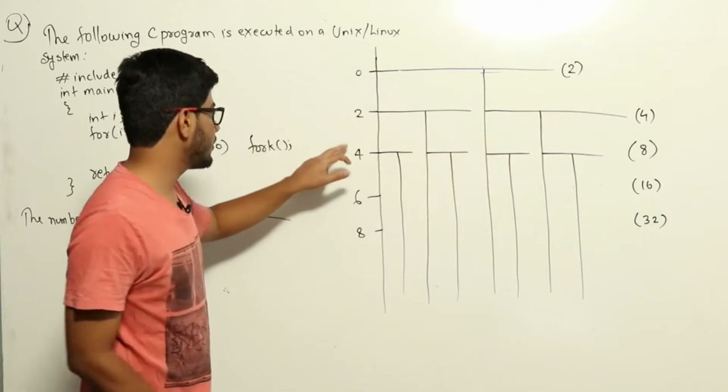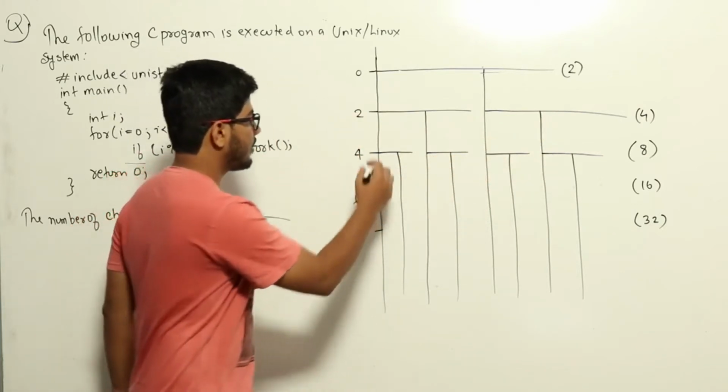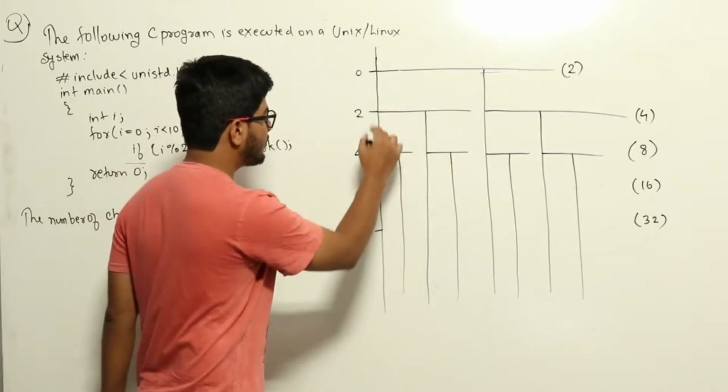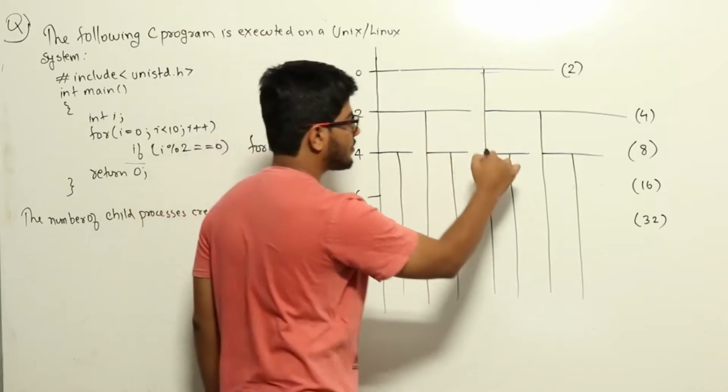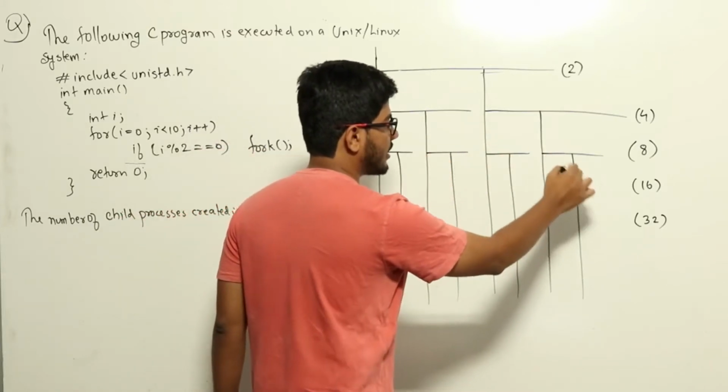At i equal to 4, now it is even, meaning the main process will be splitting. This process will also be splitting one more child. This process will also be creating one more child. This will also create one more child.